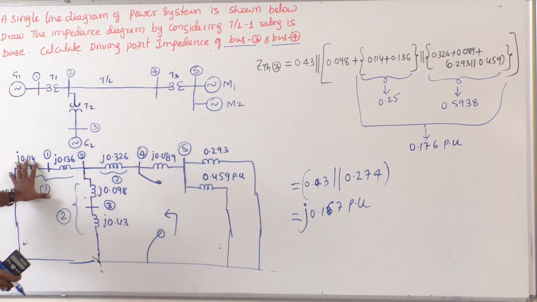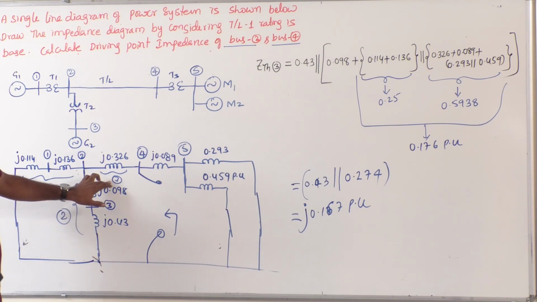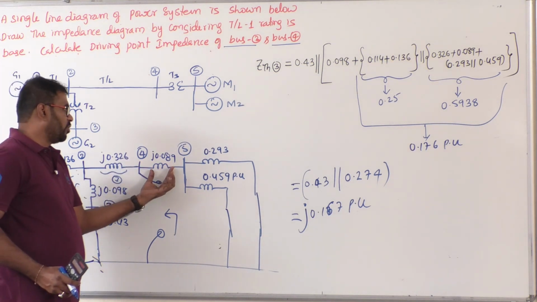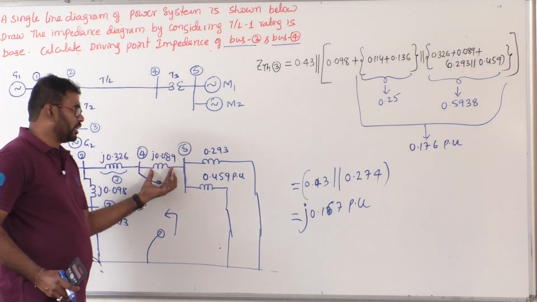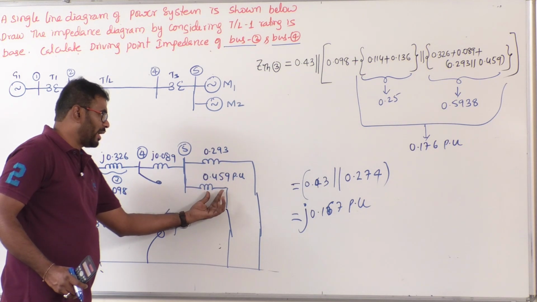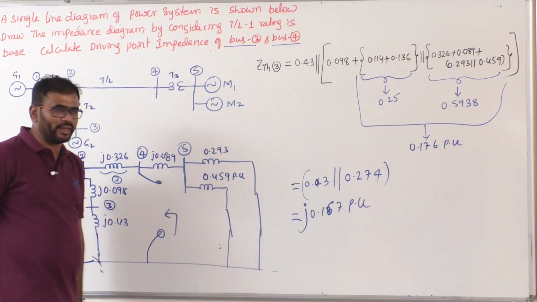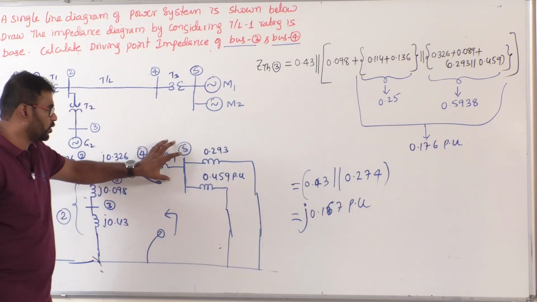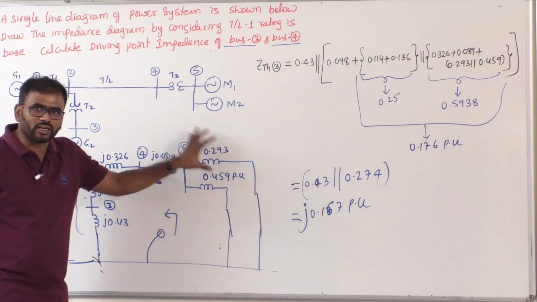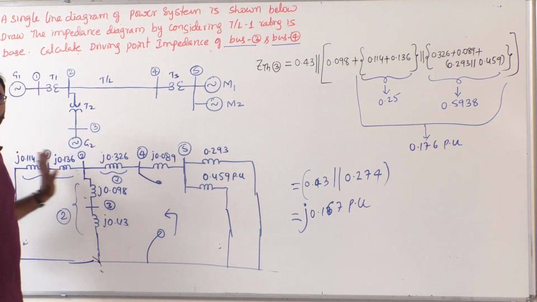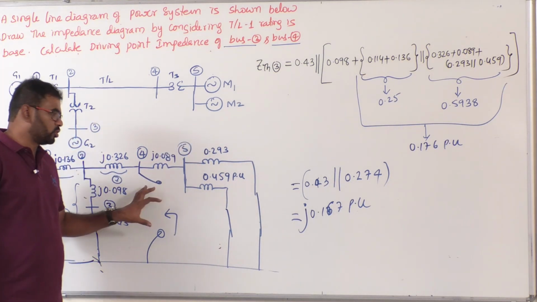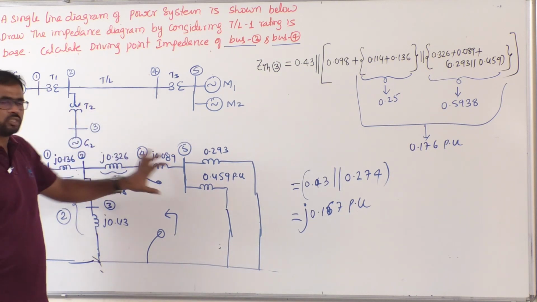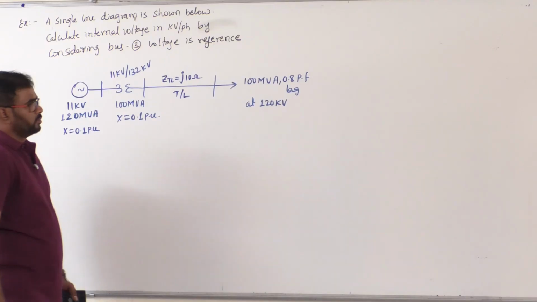So 1 and 2 are in parallel, that is in series with 3. After that one reactance you get. Then this side, this 0.089 is in series combination of what? Parallel combined value of 0.293 and 0.459. That means first you parallelly combine this and add with 0.089. Then whatever the resultant you get and whatever the resultant you get here, both are in parallel. So you need to solve for Z Thevenin at bus 4 using the approach what I explained.